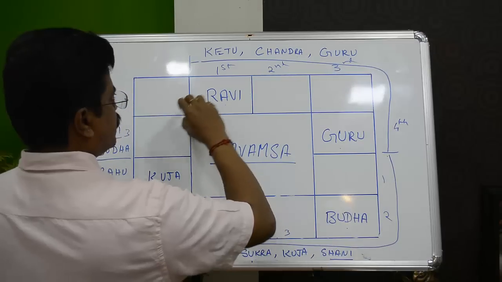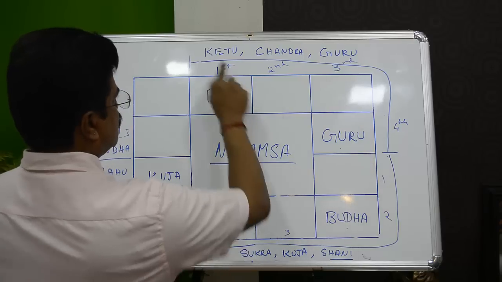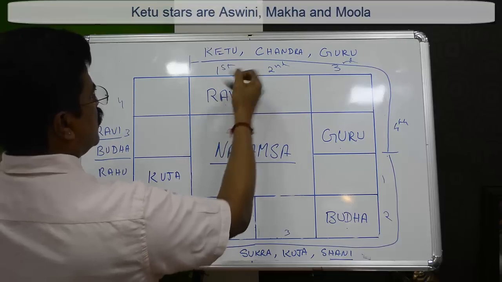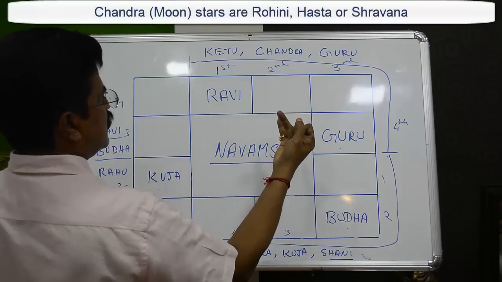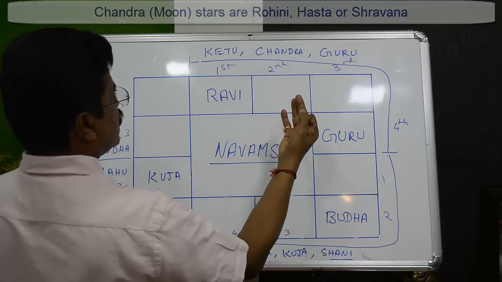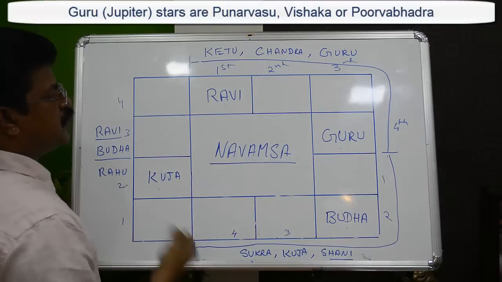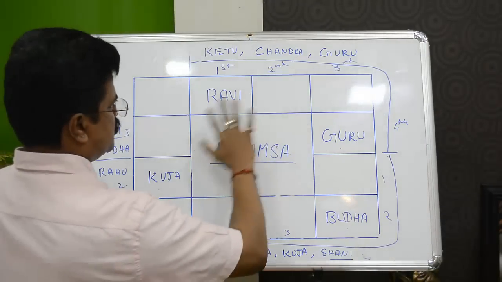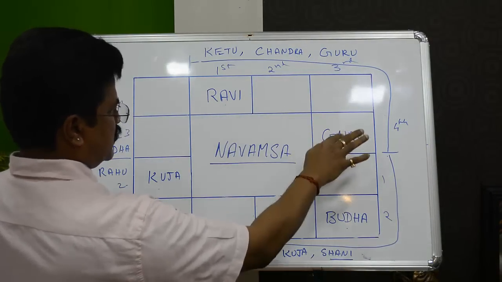which is why Buddha is placed over here. If any planet is here, the first 4 signs, it can only be a Ketu star: Ashwini, Makha and Mula. Chandra, it can only be Rohini or Hasta or Shravana, and if it is Jupiter star, it can only be Punarvasu, Vishaka and Poorvabhadra. So that's how you have to know this. So it can never be anything else if it is placed over here.